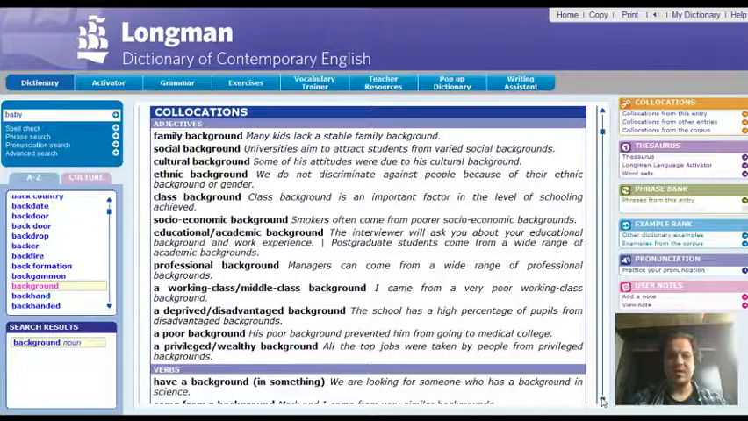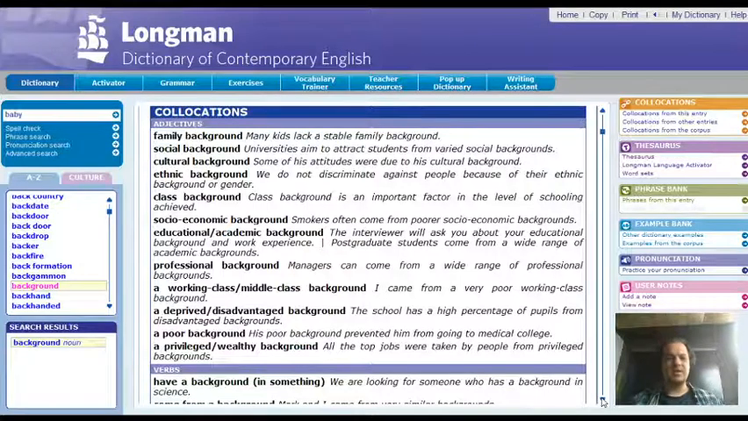Many kids lack a stable family background. Social background. Universities aim to attract students from varied social backgrounds. Cultural background. Some of his attitudes were due to his cultural background. Ethnic background. We do not discriminate against people because of their ethnic background or gender. Class background is an important factor in the level of schooling achieved.